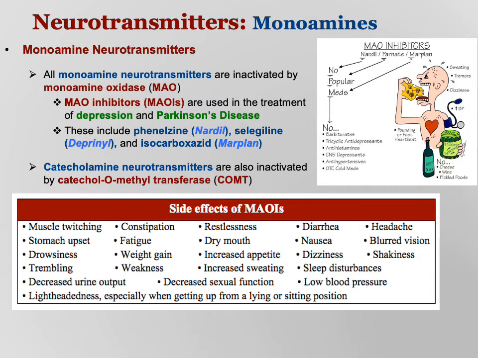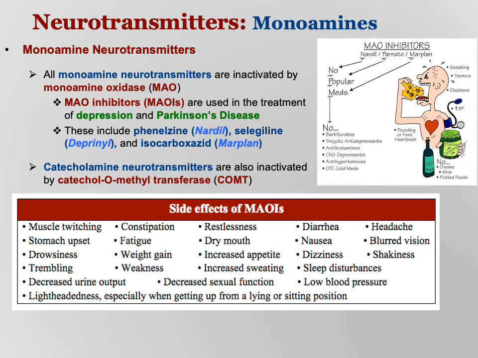Catecholamine neurotransmitters are also inactivated by catechol-O-methyltransferase, which we're just going to abbreviate COMT. So keep track here of which ones are going to work on what. Take norepinephrine. Let's just do the enzymes themselves. Is norepinephrine going to be affected by monoamine oxidase? Yes, it is. Is norepinephrine going to be affected by COMT? Yes, it is.